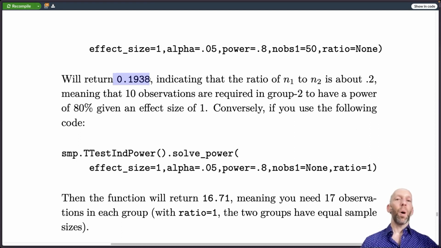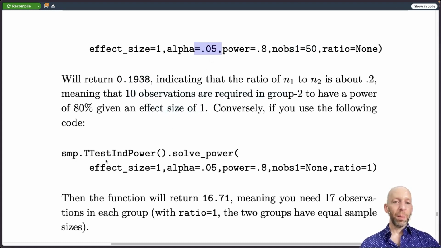So it's always better to overestimate the sample size than underestimate it. Anyway, with a ratio of 0.2, the sample size for group 2 would need to be 0.2 times 50, which is about 10 observations, given this effect size and this alpha threshold and so on.